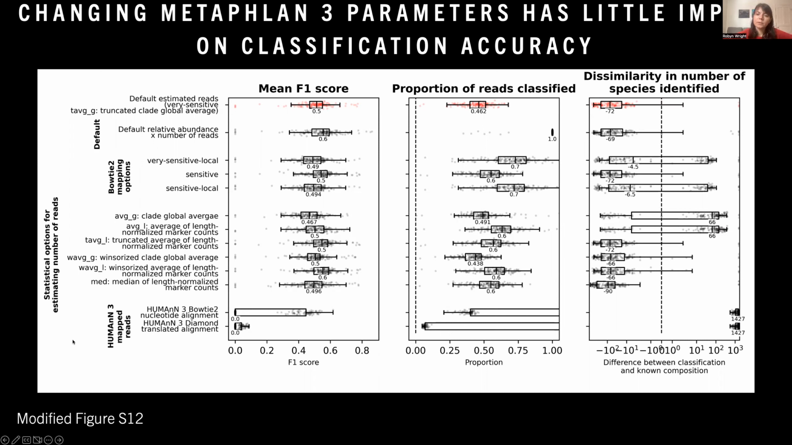And you can see that for most of the options, aside from the HUMAnN3 ones, while the estimated proportion of reads classified did vary, the mean F1 scores weren't very different. And the dissimilarity in number of species identified was generally reasonably similar. These aren't changing by an order of magnitude in the thousands as they were for Kraken. And we therefore thought it was best to just stick with the default here, as the tool creators have clearly done a decent job of choosing the default parameters.